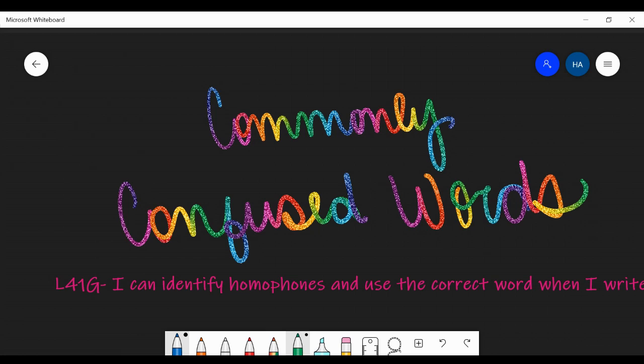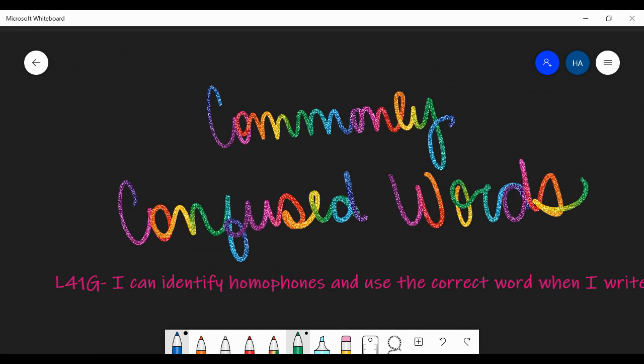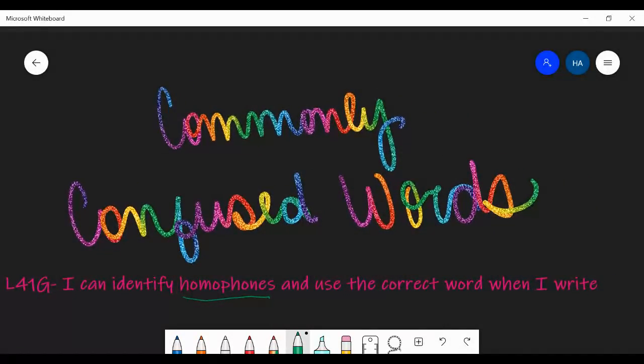We're going to do a little bit of English. We're going to talk about some commonly confused words, and more specifically, we're going to talk about homophones. Your learning target today is to define homophones, be able to identify what they are, tell me about them, and then also take that a bit further and use the correct word when you write sentences.